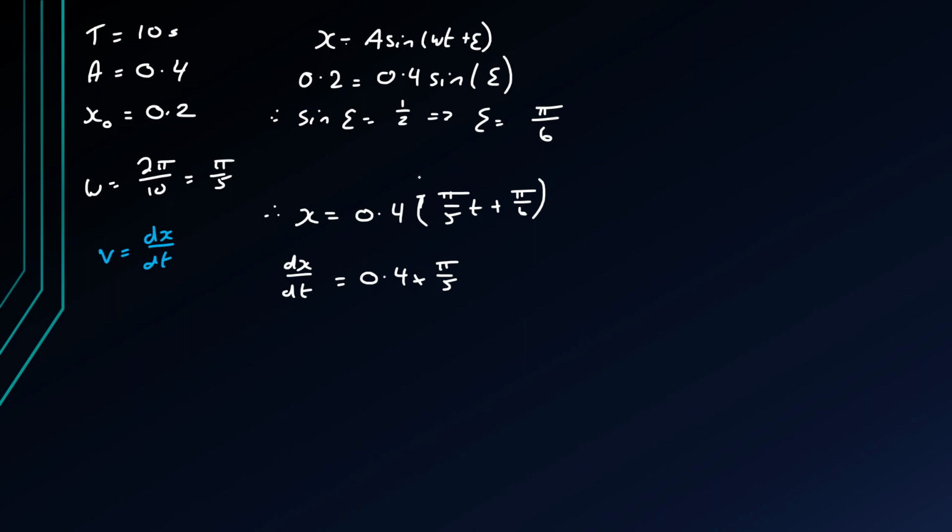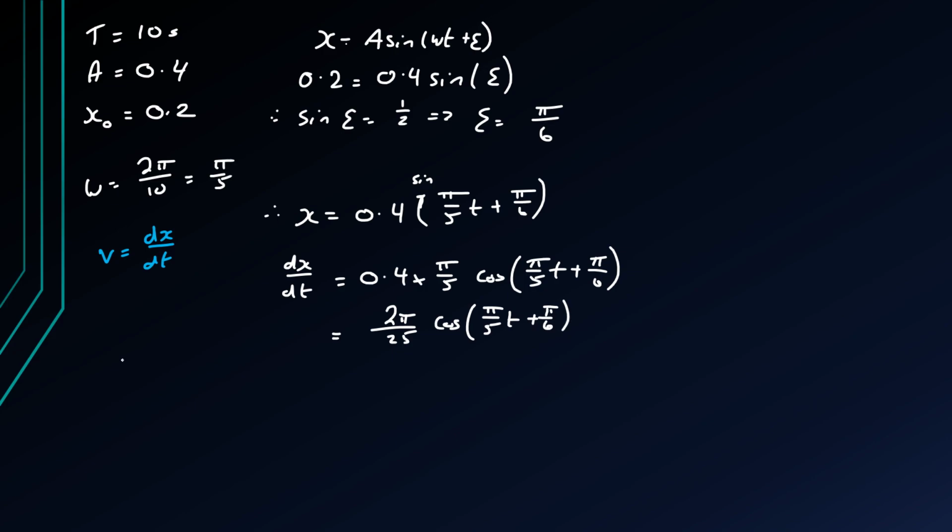Oh, there should actually be a sine in here, that's the problem. And then the sine becomes a cosine, and the inside remains the same. So differentiate this out gets the pi over 5, differentiate that gets the cosine. Now 0.4 is 4 over 10, so it'll be 4 pi over 50. Let me just double check this. Yeah, 4 pi over 50, or 2 pi over 25, cosine of pi over 5 t plus pi over 6.